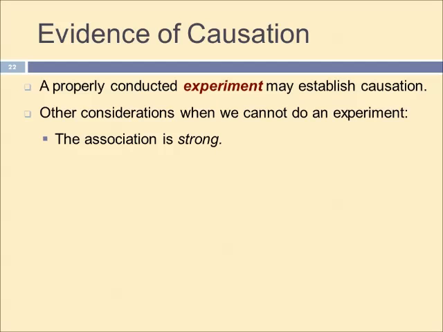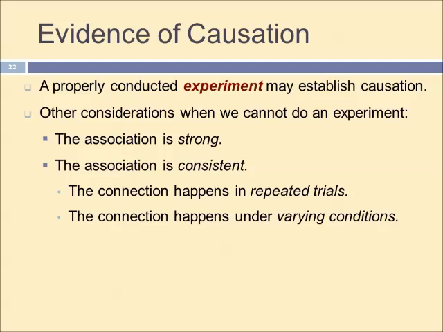So first of all, the association between the two things needs to be strong. For example, smoking and lung cancer are very strongly associated. The association needs to be consistent. That is, the connection between the variables happens in repeated trials, and the connection happens under different varying conditions. So among different groups, among different ages, among different countries, and so on and so forth.